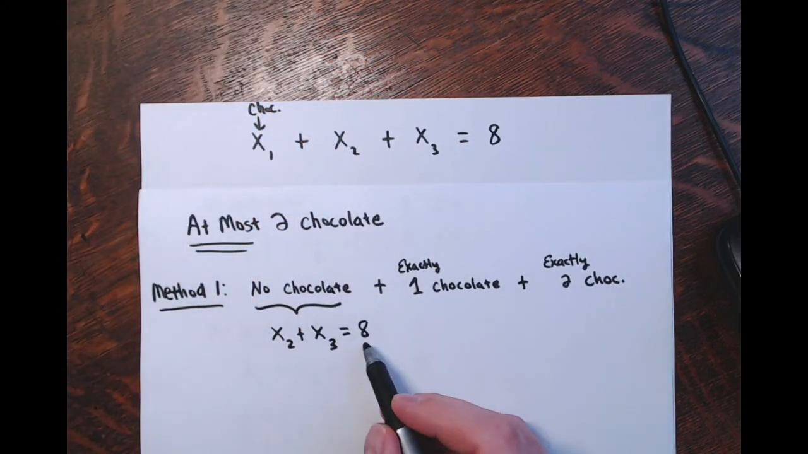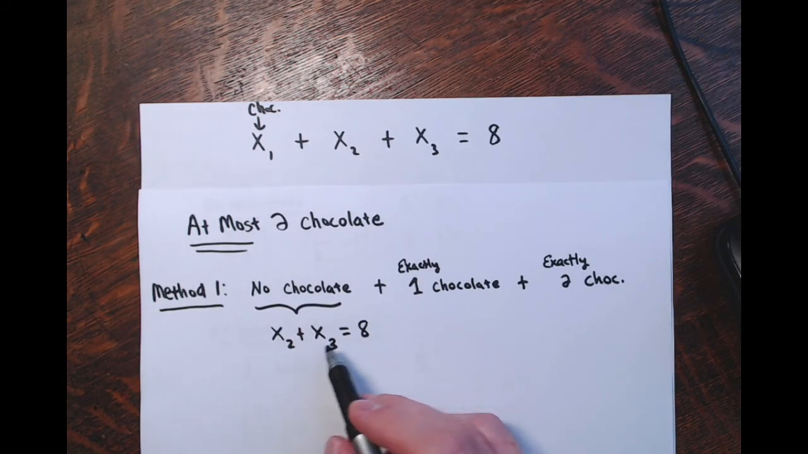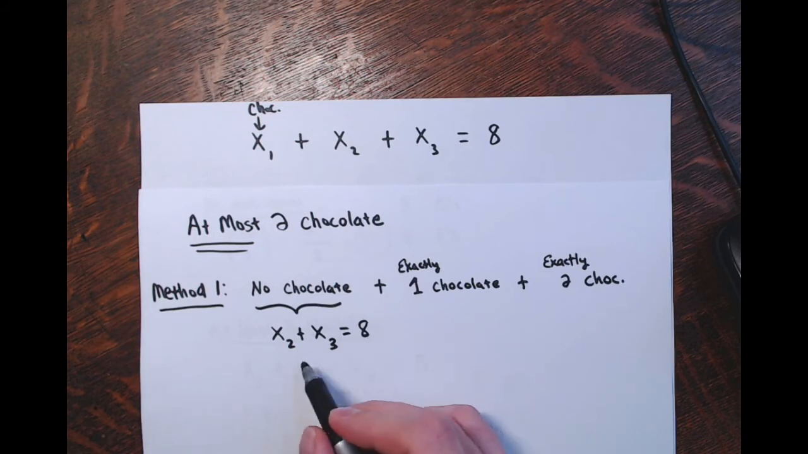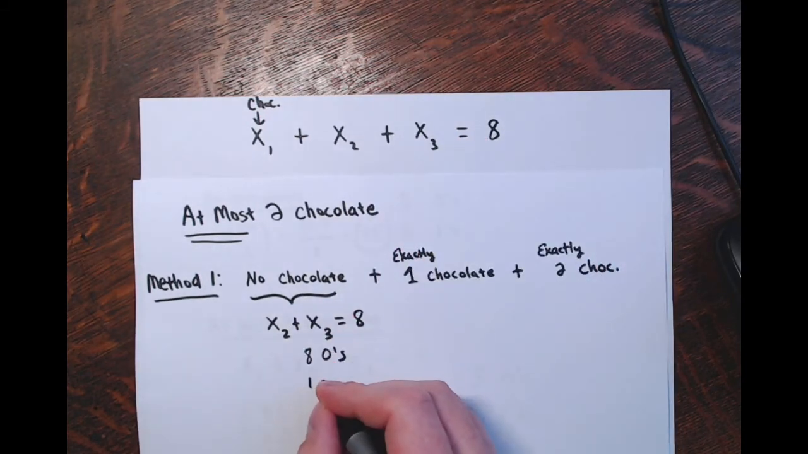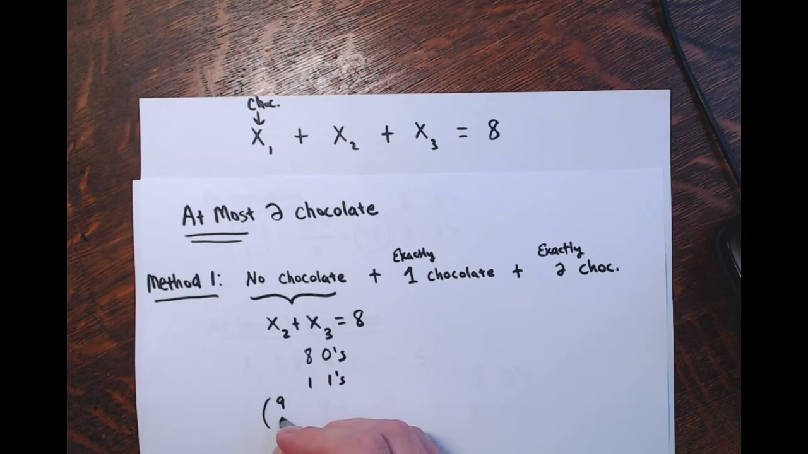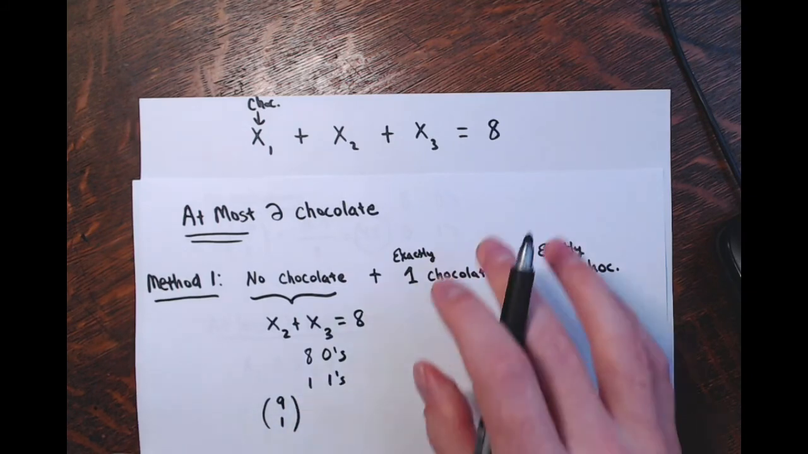So there are eight objects, eight donuts, but only two varieties. So I'd have eight zeros for the donuts, and I'm only picking from the other two varieties. So one, one. So this would be nine choose one, right? You mean nine choose one.